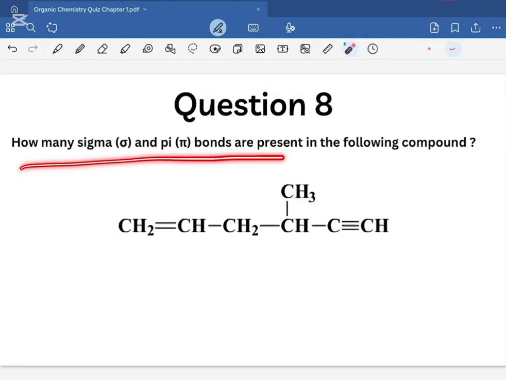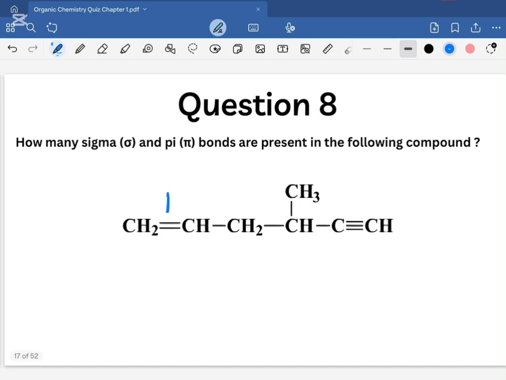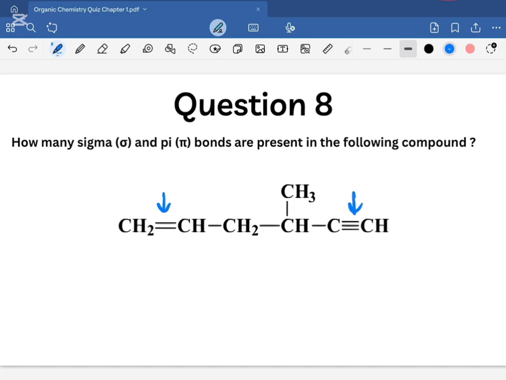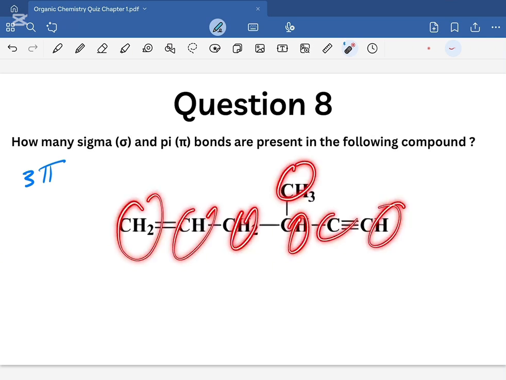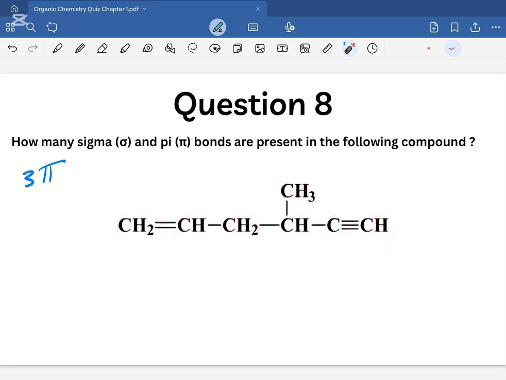How many sigma and pi bonds are present in the following compound? So we have a double covalent bond and we have a triple covalent bond. This double covalent bond has one pi bond and this one has two pi bonds. So we're going to have 3 pi bonds for this compound. Now let's count the number of sigma bonds. Now one thing that students forget is that they need to account for the bonds between the carbon and hydrogen, because these are also sigma bonds that are not visible, but we need to make sure that we count them.